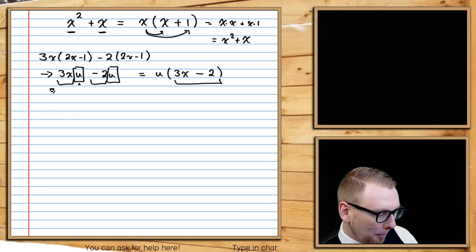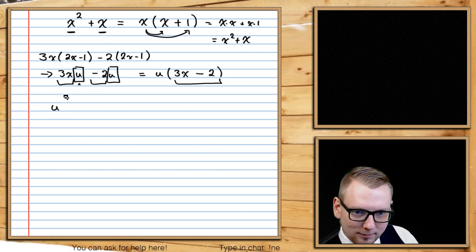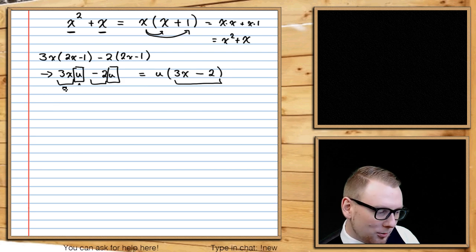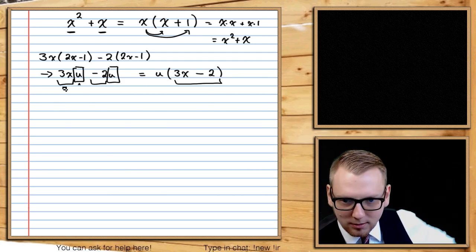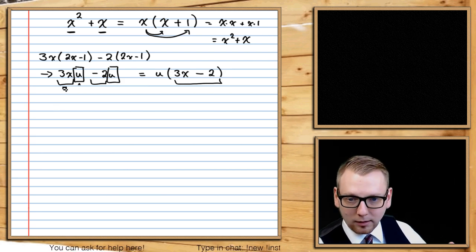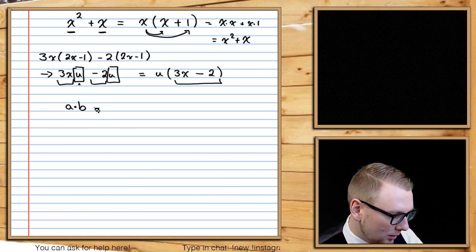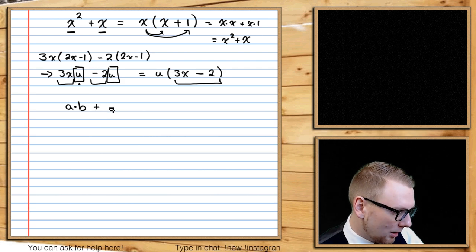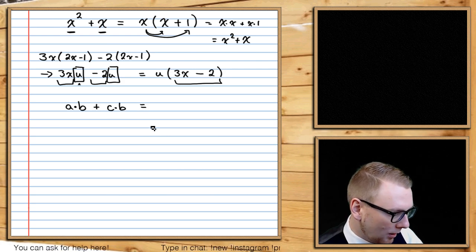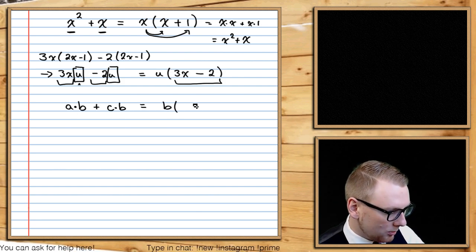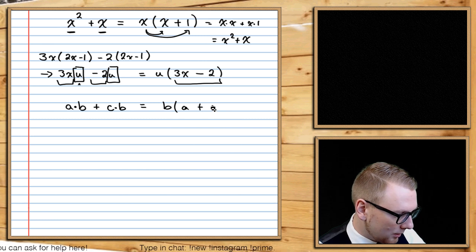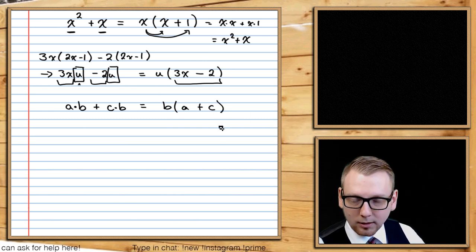So what we're doing is we're just taking out what's similar, right? It doesn't matter what it is. I could say that a times b plus c times b, and then we take out what's similar, we take out the b, so then we're just left with a plus c. You're good with that, right?